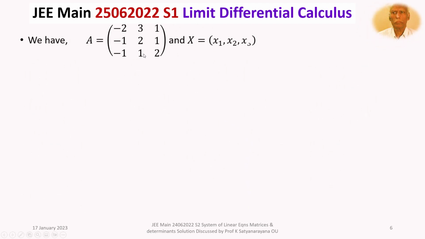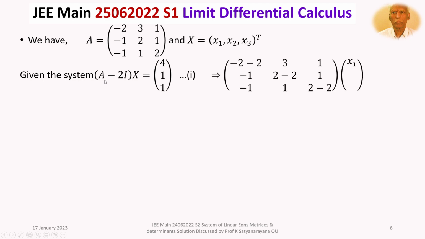So A is this matrix and X is the column vector x1, x2, x3. Write down the system of equations: A minus 2I multiplied by X is equal to the column vector 4, 1, 1. So from the matrix A, subtract 2 from the diagonal entries. From the diagonal entries, 2 is subtracted, multiplied by the column vector x1, x2, x3, is equal to the column vector 4, 1, 1.